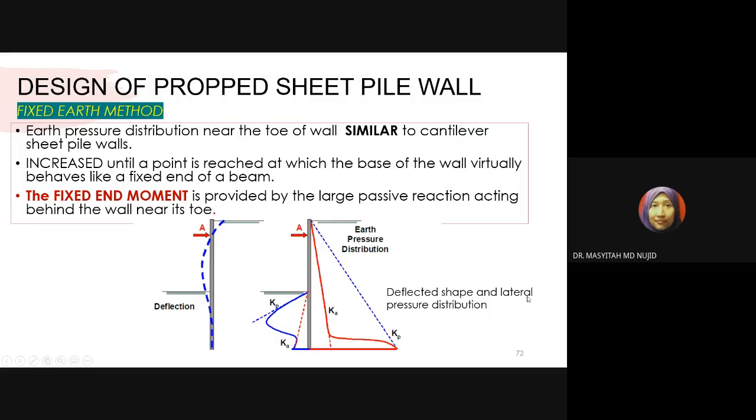We go to the fixed earth method. The earth pressure distribution near the toe of the wall, similar to cantilever sheet pile walls, increases until a point is reached at which the base of the wall will virtually behave like the fixed end of a beam. The fixed end moment is provided by the large passive reaction acting behind the wall near its toe. So this is how a new behavior is formed behind and in front of the wall, and how this fixed end wall acts when subjected to force and moment.